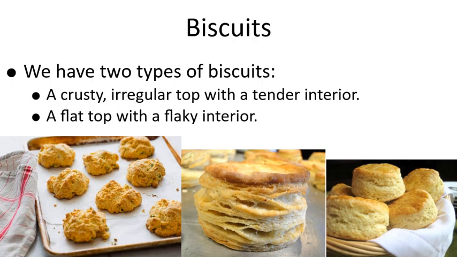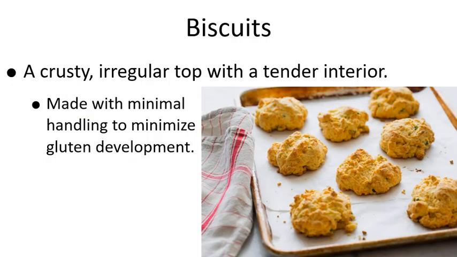We have two main types of biscuits: a crusty, irregular top with a tender interior, and a flat top with a flaky interior. The biscuits with a crusty, irregular top are made with minimal handling to minimize the gluten development. That is, if we overmix the dough, we'll essentially be kneading it and developing the gluten network like we saw with breads. Since we want a tender biscuit, we want to avoid this strengthening of the gluten network.